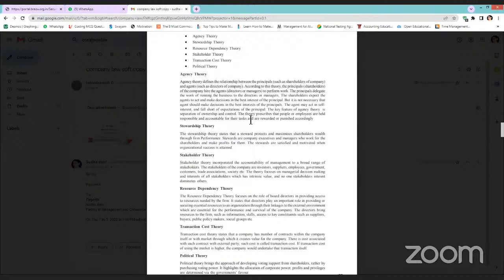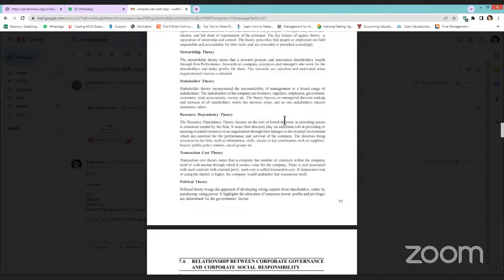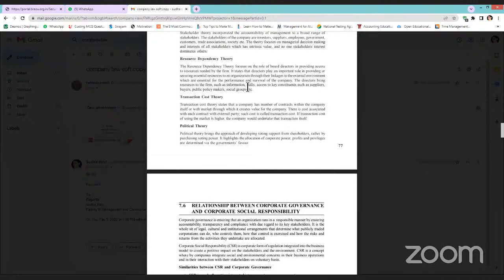So what is the access to the resources, and how efficiently these essential resources are acquired, managed and handled for the survival of the company is more important. Directors bring resources to the firm like information, skills, and access to key constituents such as suppliers, buyers, public policymakers, and social groups. How to utilize these resources is again important and in their hands only. So what are the resources? Information, skills, access to key constituents like suppliers, buyers, public policymakers, social groups. These are all the resources of a firm.